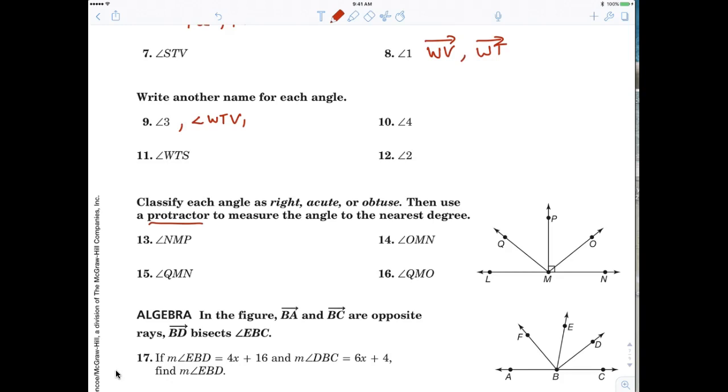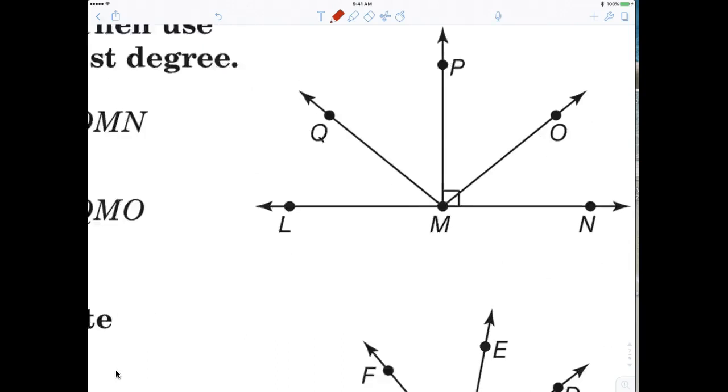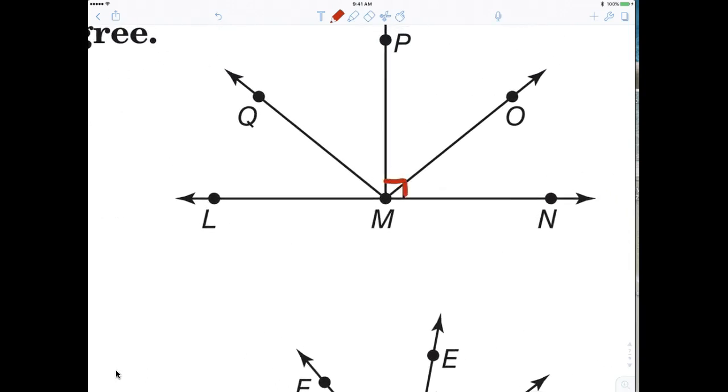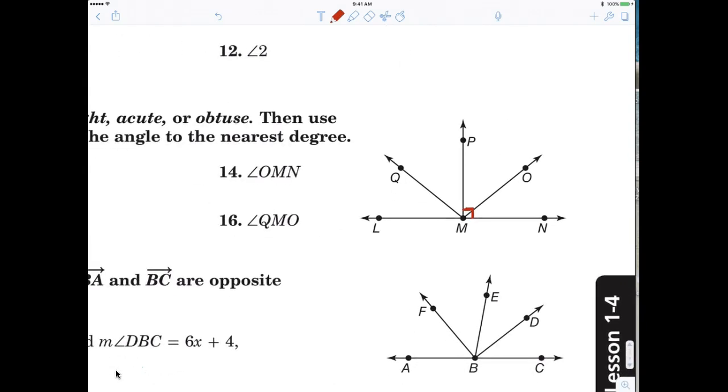So NMP. Now, I'm pretty sure you guys all know this right here is the symbol for what? Right. That's the symbol for a right angle. If you're less than 90, you're acute. You're greater than 90, you're obtuse. You're equal to 90, you're right. Okay, so OMN. OMN is what? It's definitely acute.